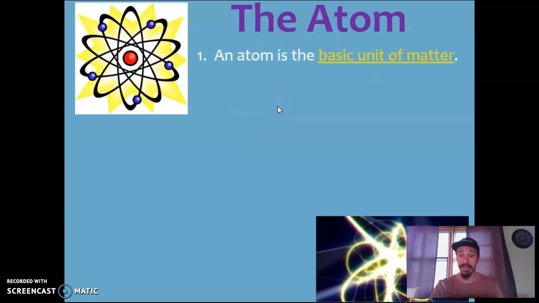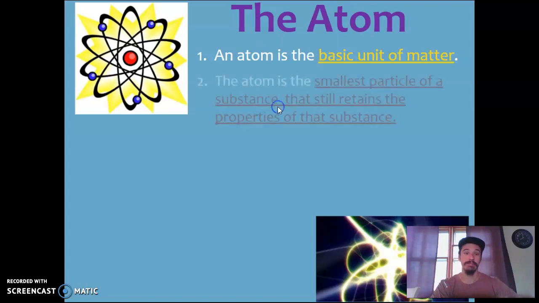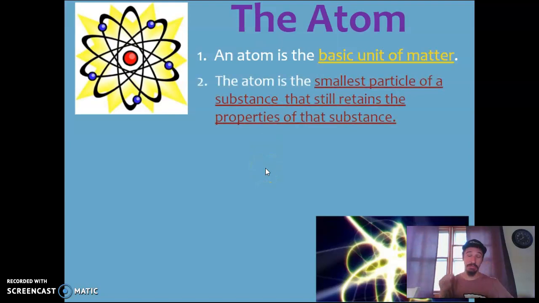So the atom is the basic unit of matter. Not to be confused with the cell, that is the basic unit of life. The atom is the smallest particle of a substance that still retains the properties of that substance. Now that's a little confusing. All that means is a single atom of iron has all the same properties as a giant bridge made of iron. The iron that makes up this big bridge has the same chemical properties as this singular atom of iron. That's all that's saying.